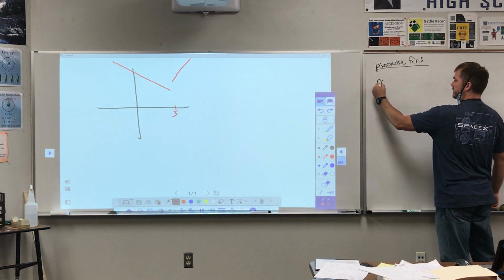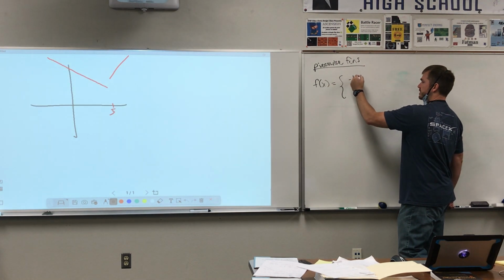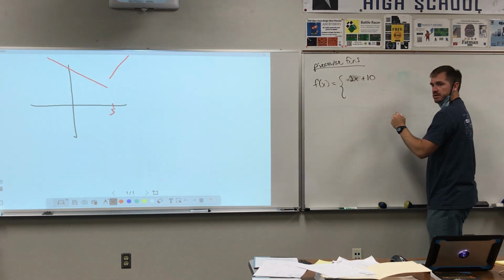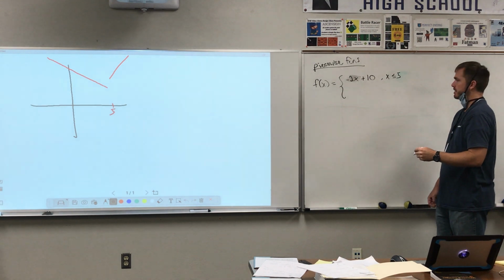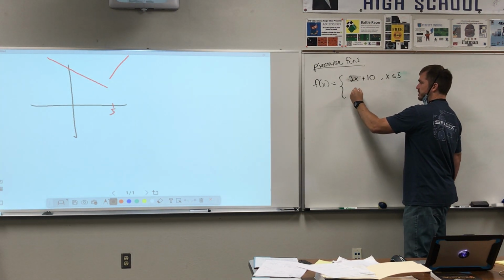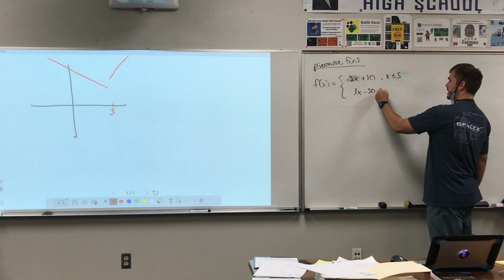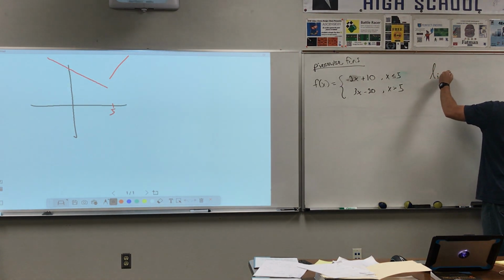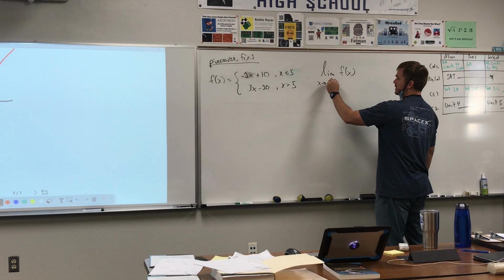So here we go, piecewise function. F of x equals, next little bracket, negative 2x plus 10 when x is less than or equal to 5. And it equals 3x minus 20 when x is greater than 5. All right, so let's do some limit problems on that. So what is the limit of f of x as x approaches, I don't know, negative 2?